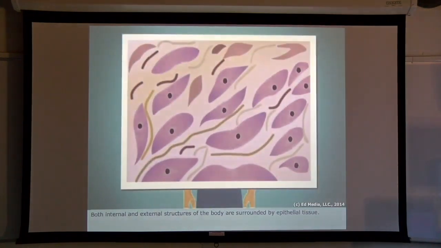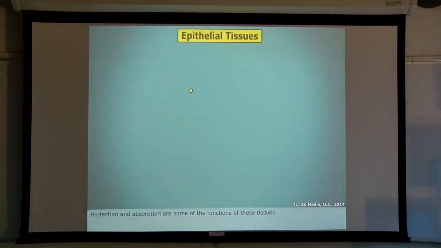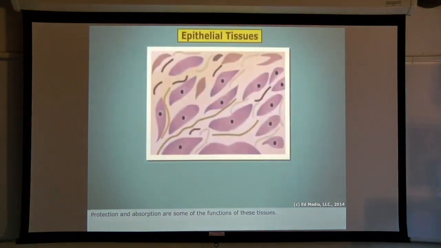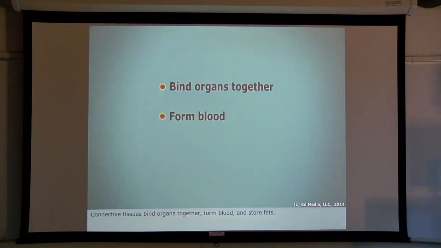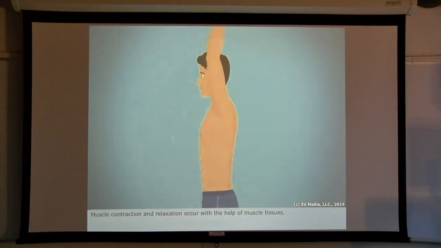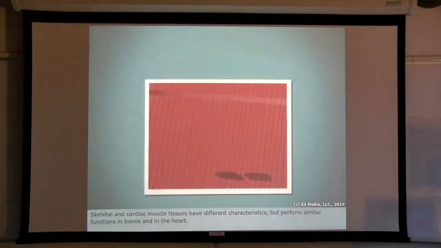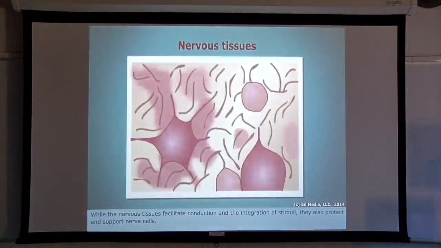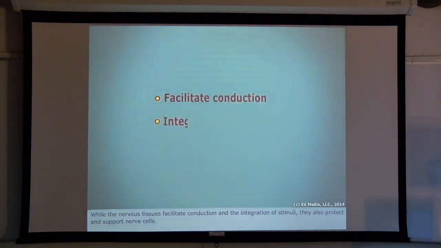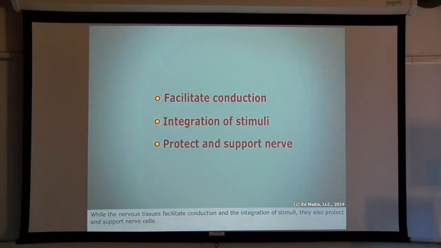Both internal and external structures of the body are surrounded by epithelial tissue. Protection and absorption are some of the functions of these tissues. Connective tissues bind organs together, form blood, and store fats. Muscle contraction and relaxation occur with the help of muscle tissues. Skeletal and cardiac muscle tissues have different characteristics, but perform similar functions in bones and in the heart. While the nervous tissues facilitate conduction and the integration of stimuli, they also protect and support nerve cells.